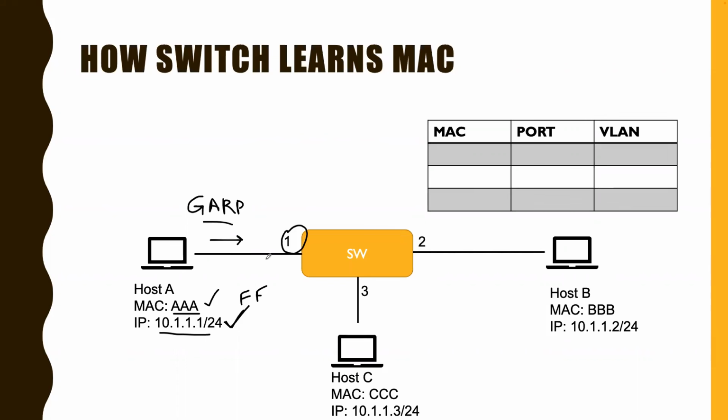Because of this GARP request, the switch will populate its MAC table. Here MAC AAA will be learned on port number 1. We are assuming all the switch ports are in the default VLAN, which is VLAN 1. Similarly, the same thing happens on host B and host C also. This B MAC will be learned on port number 2 in VLAN 1, and port number 3, the switch will learn this thing.